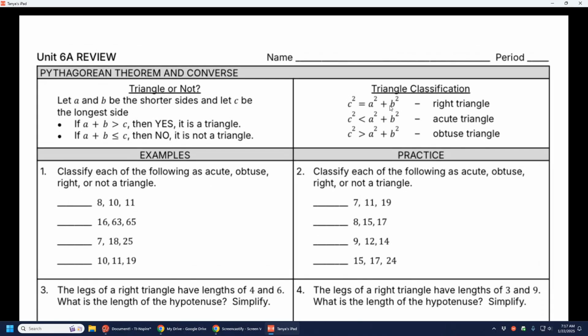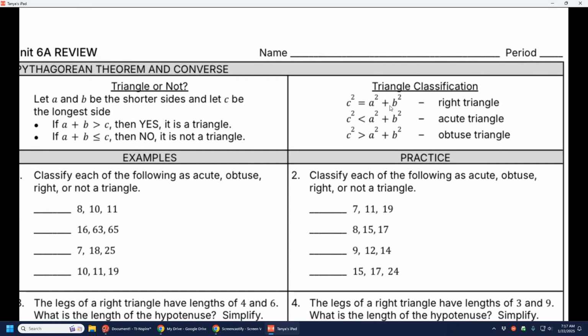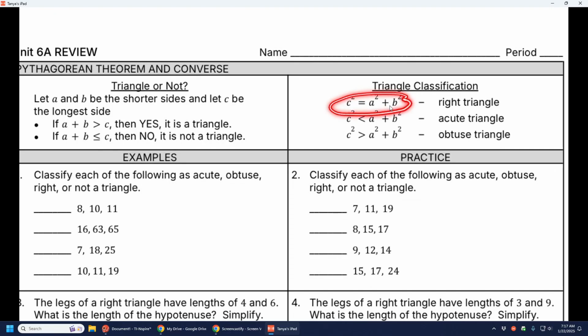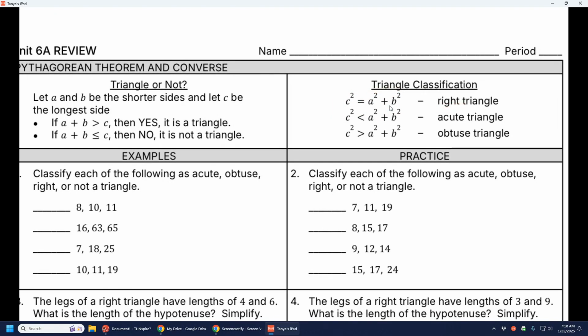Okay, so first up was Pythagorean theorem. And there's two things that we can do with it. Well, first, we could just solve for missing sides, right? So a squared plus b squared equals c squared. But that only works when it's a right triangle. So if c squared is less than a squared plus b squared, that would be acute. And if c squared is greater, then that would be obtuse.